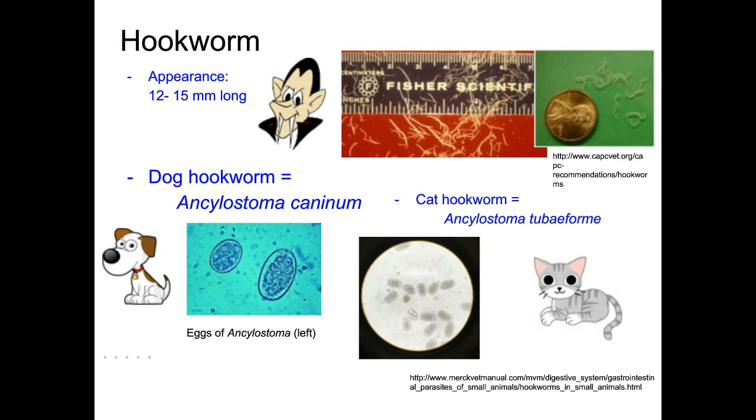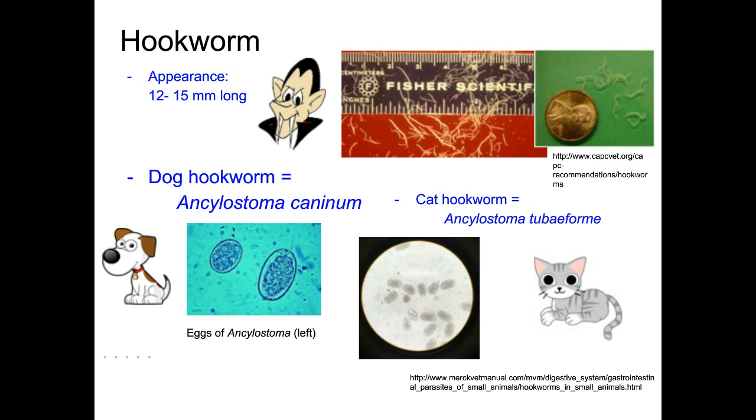So anyway, that was a hookworm. Hopefully you got it right. They are very tiny, about 12 to 15 millimeters long. You can see next to the ruler there, the Fisher Scientific ruler, that those are the tiny, tiny worms. You don't often see them in the stool sample because they're so small, but you can. I've seen a couple of them.